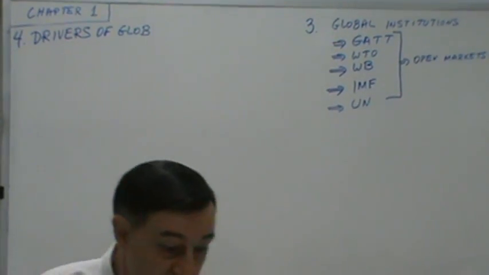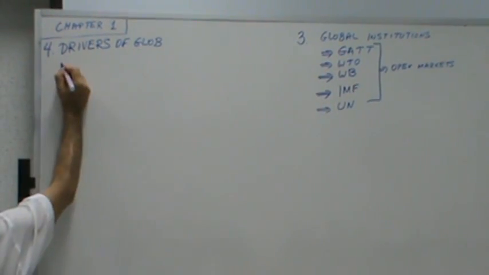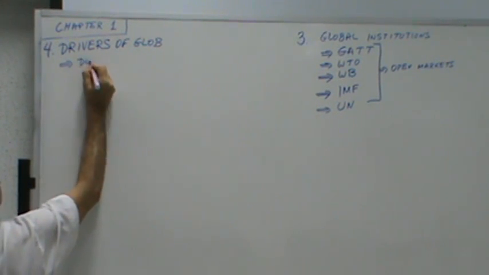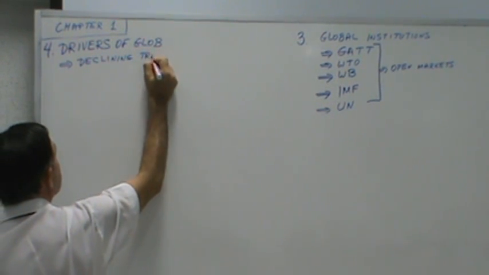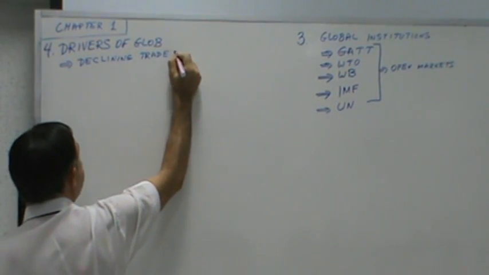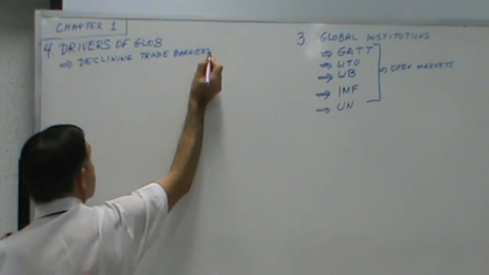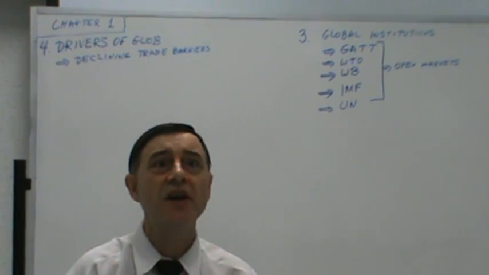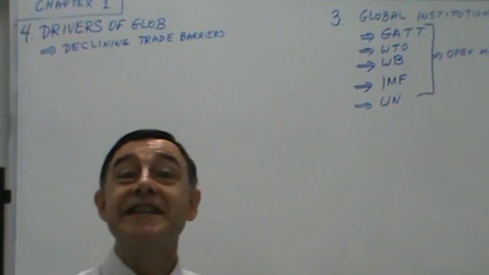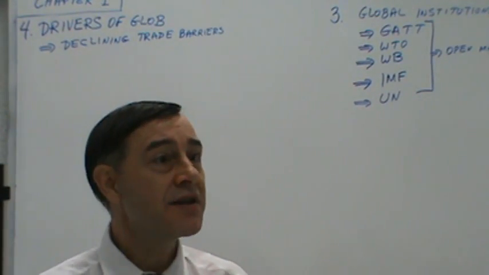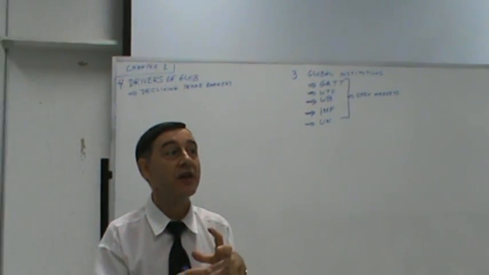Drivers of globalization. So, what are the drivers of globalization? Number one, declining trade barriers. A trade barrier is an impediment to trade. Is somehow the government or local business preventing foreign competition from entering the market.